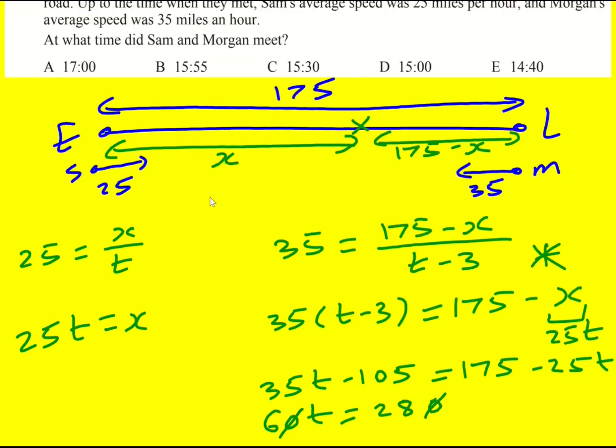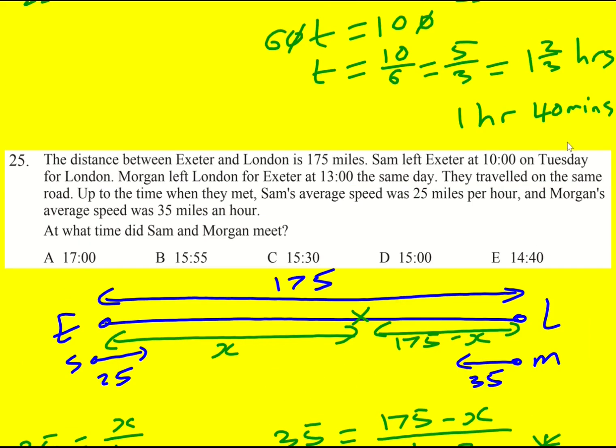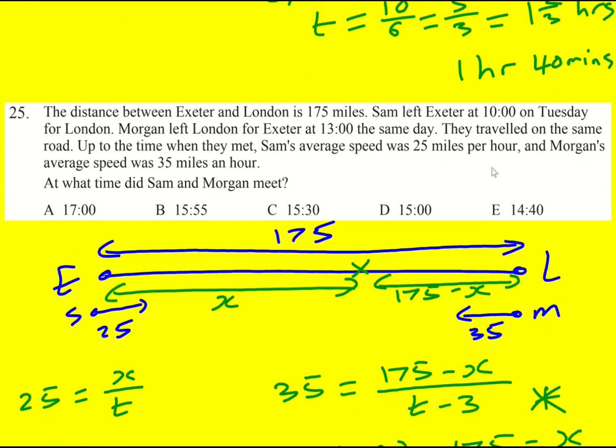It's the time that it's taken Sam to move basically the full time. So t is 28. That means, sorry, 6t is 28. So t is equal to 28 over 6, which is 14 over 3. 3's into 14 go 4, remainder 2, so 4 and 2/3. Okay, so instead of it being 1 and 2/3, it's 4 and 2/3, so it's 4 hours and 40 minutes. So I now add that on to Sam's starting time of 10 o'clock, and we again get 2:40.